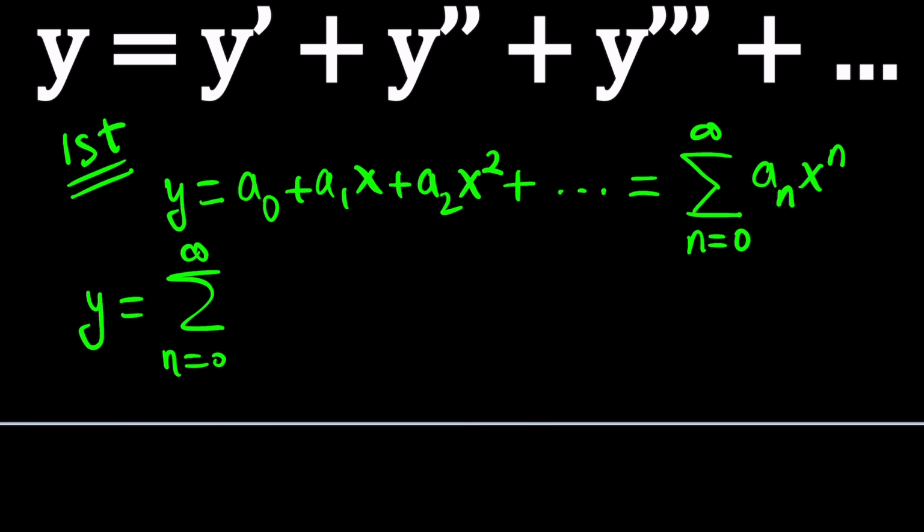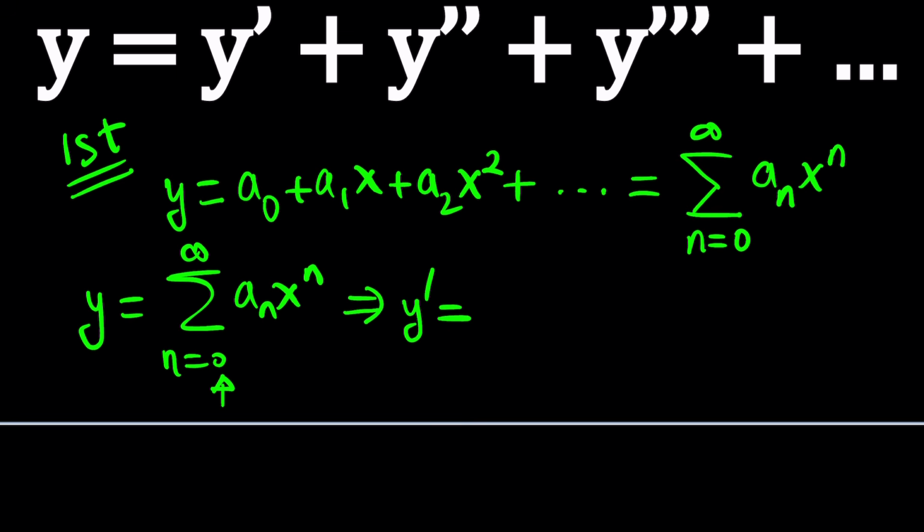One thing to keep in mind though, when you differentiate, the power reduces, right? So you kind of have to change the index. Make sense? You're not going to have anything with n equals 0 anymore because that is a constant term. Its derivative is going to be 0. So let's start with the first derivative. For example, the first derivative of this in sigma notation would look like this.